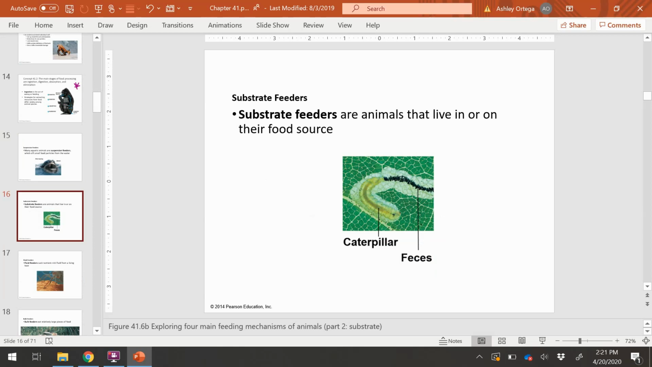Right, the second type of feeder would be the substrate feeder. This is any animal that lives in or on their food source. Here you can see a caterpillar ingesting its food source, which is the leaf that it lives on, leaving behind a trail of feces behind it. Another example of a substrate feeder would be an earthworm. As it eats its way through the soil, it's going to also leave a trail of feces behind it. But living in or on their food source would be a substrate feeder.